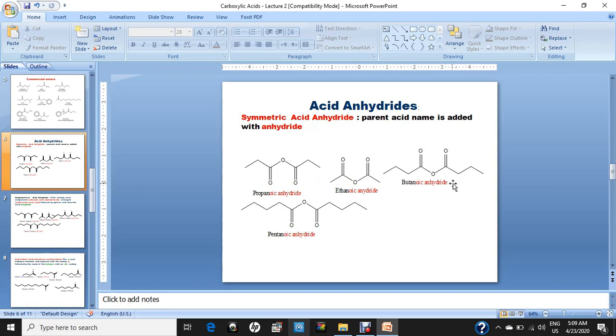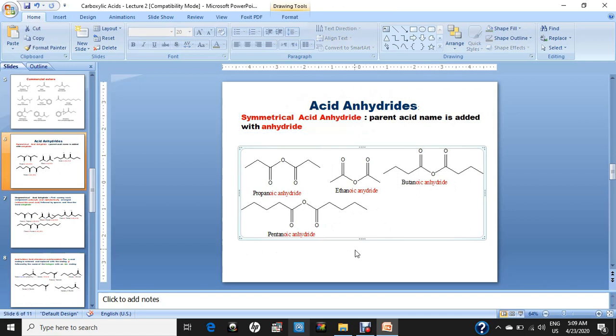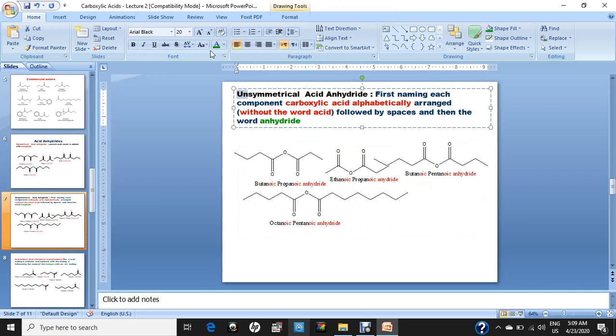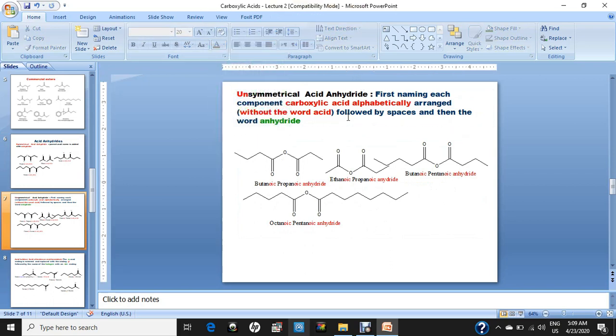So butanoic anhydride. Here 1 2 3 4 5, pentanoic anhydride. So these are symmetrical acid anhydrides. You can write symmetrical acid anhydrides. Now if we have unsymmetrical acid anhydrides, here it is unsymmetrical. Unsymmetrical acid anhydrides means both sides are not the same.